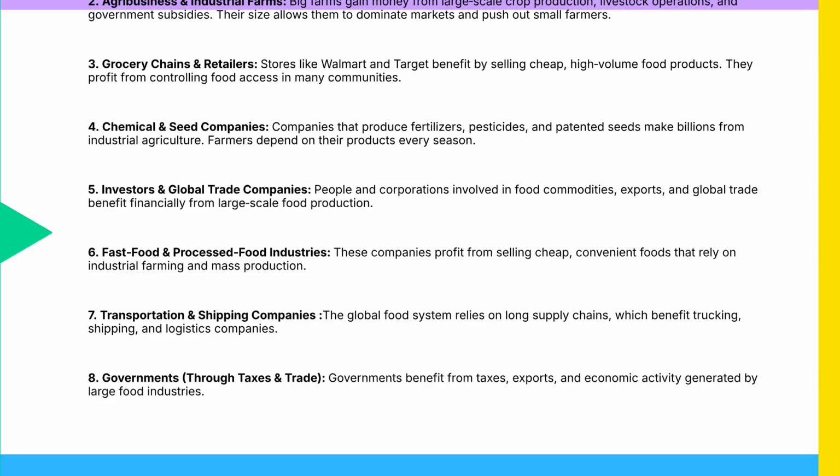And in all of that, there are also people who benefit from the food system. Corporations, agribusiness, grocery chains, chemical and seed companies, investors, and fast food industries benefit the most from the food system. They profit from industrial farming, processed foods, and global supply chains.